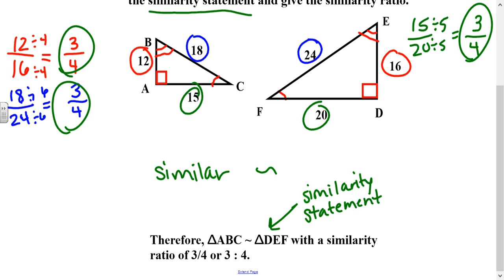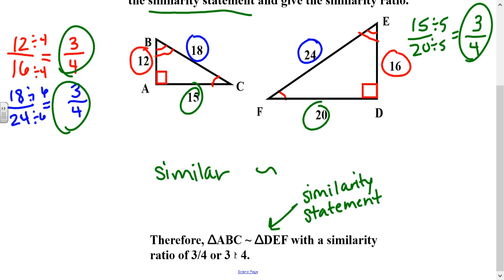And it also asks for the similarity ratio. When I did all my comparisons of my corresponding sides, I got 3/4 as the ratio. So my similarity ratio is 3/4. So it can be written as a fraction or you can use a colon.